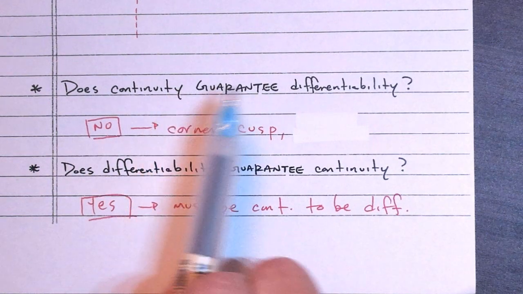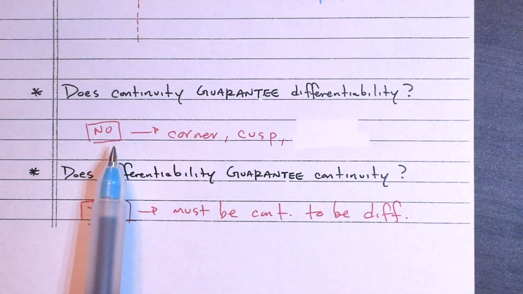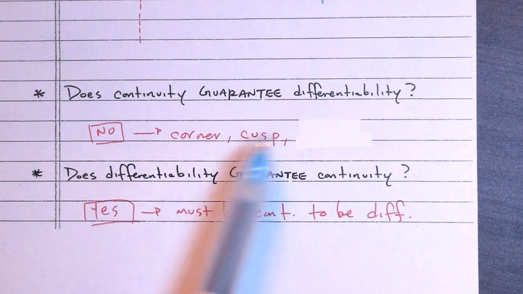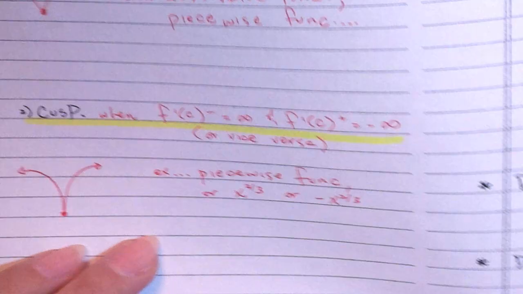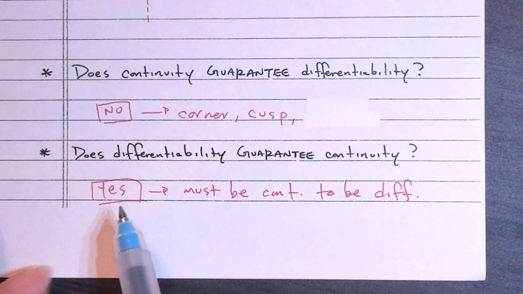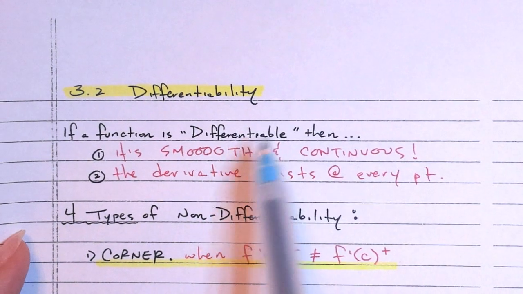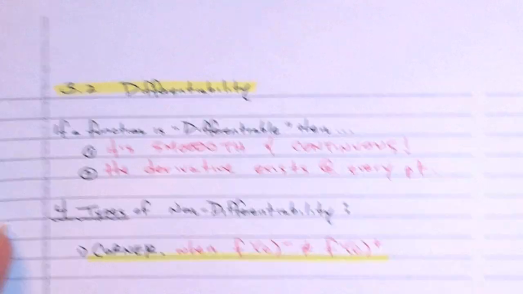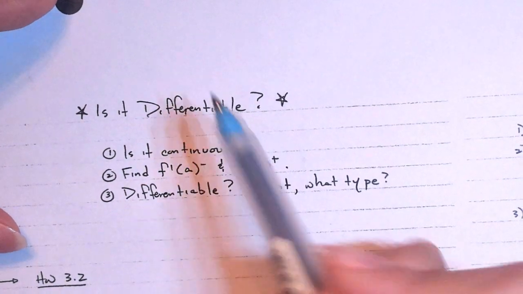Does continuity guarantee differentiability? No. For example, you can have a corner or a cusp. This is continuous, but it's not differentiable. Does differentiability guarantee continuity? Yes. You have to be continuous in order to be differentiable. That's part of the definition of differentiable. You have to be smooth and continuous. So yes, absolutely. Okay, on the back, I'm asking you, so basically, is it differentiable?